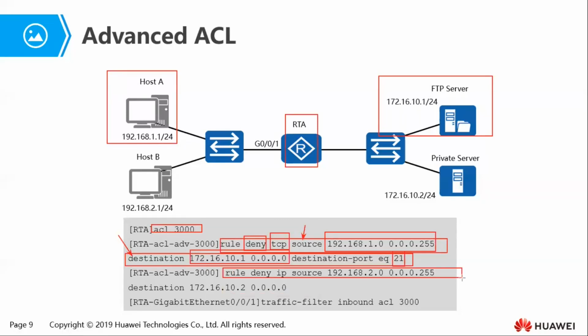The second rule here in ACL 3000 is using, yes, Oyo? I want you to help me somewhere here. Yes. If you view the rule destination, the destination IP address is 172.16.10.1. Then if you check the sub mask is .0.0. Why are we using that?